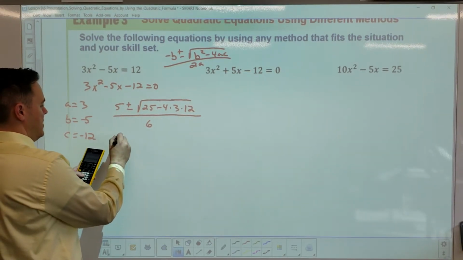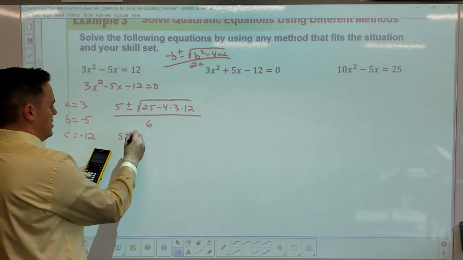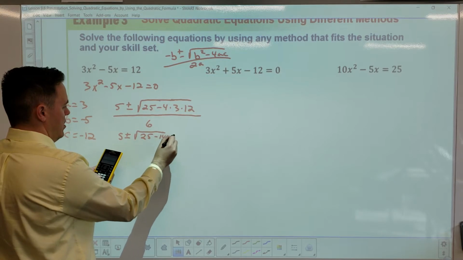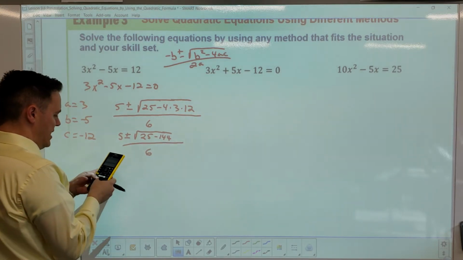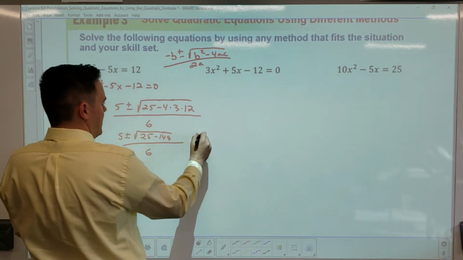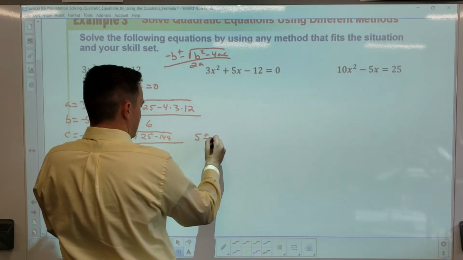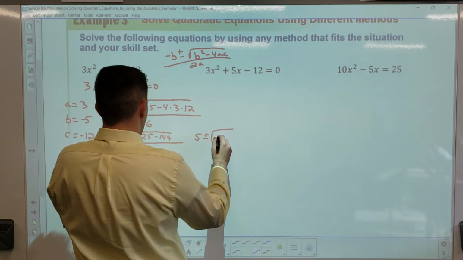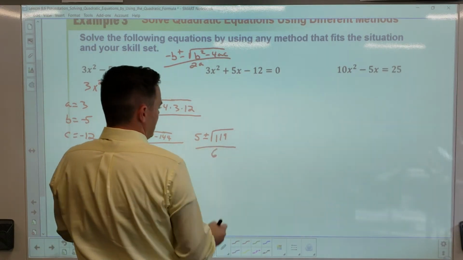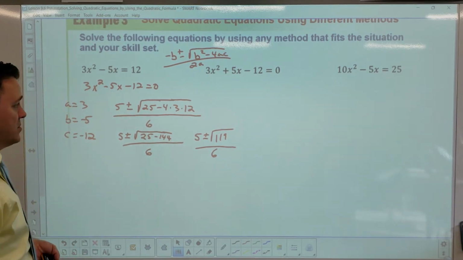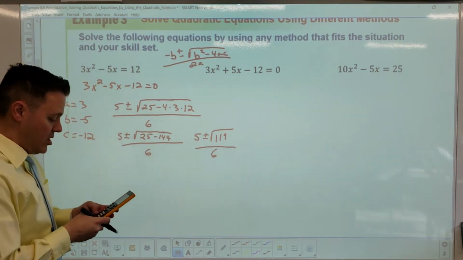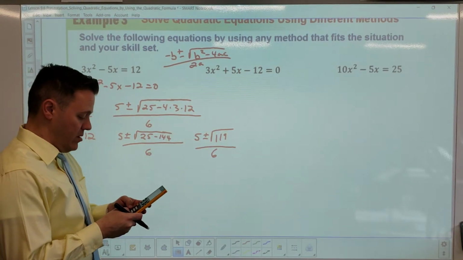So I know this is going to be 5 plus or minus the square root of 25 minus 144, over 6. Simplify it again, so let me add 25 to it. So I know I'm going to have 5 plus or minus the square root of 119 over 6. Now I have a strong feeling there's probably a better way of doing this, but oh well. All right, so 119, that's a weird number.